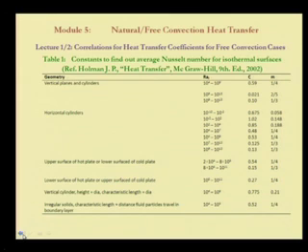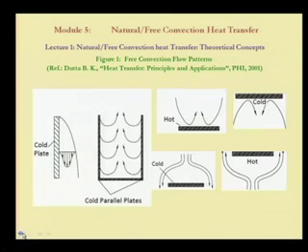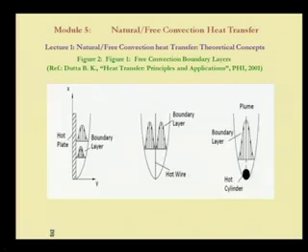Now, let us see some typical examples here. The very first case. In this case, let us see this. I am sorry.